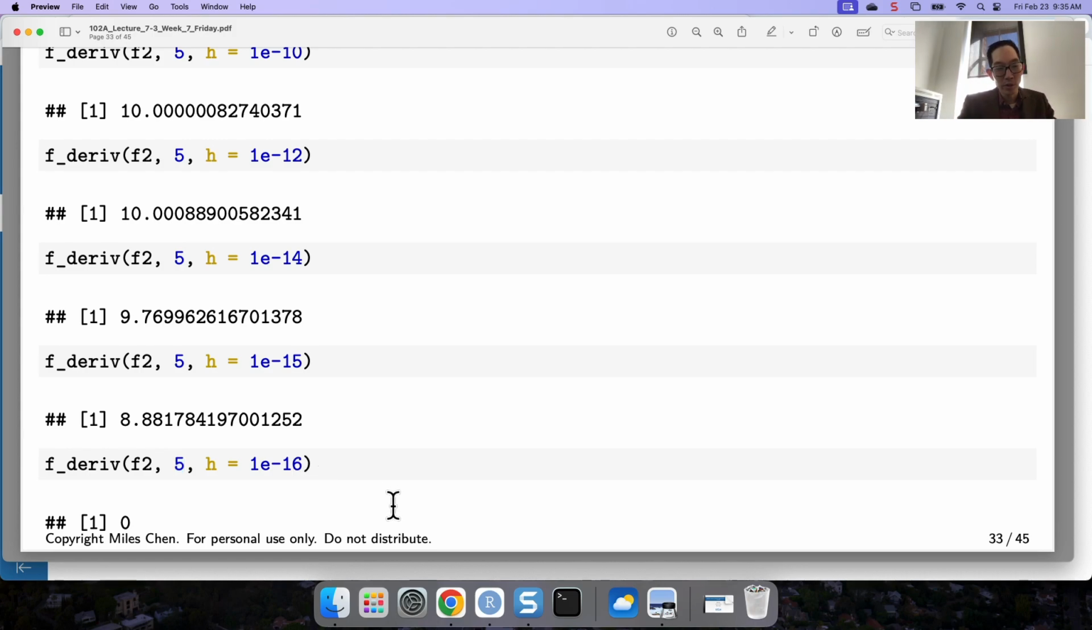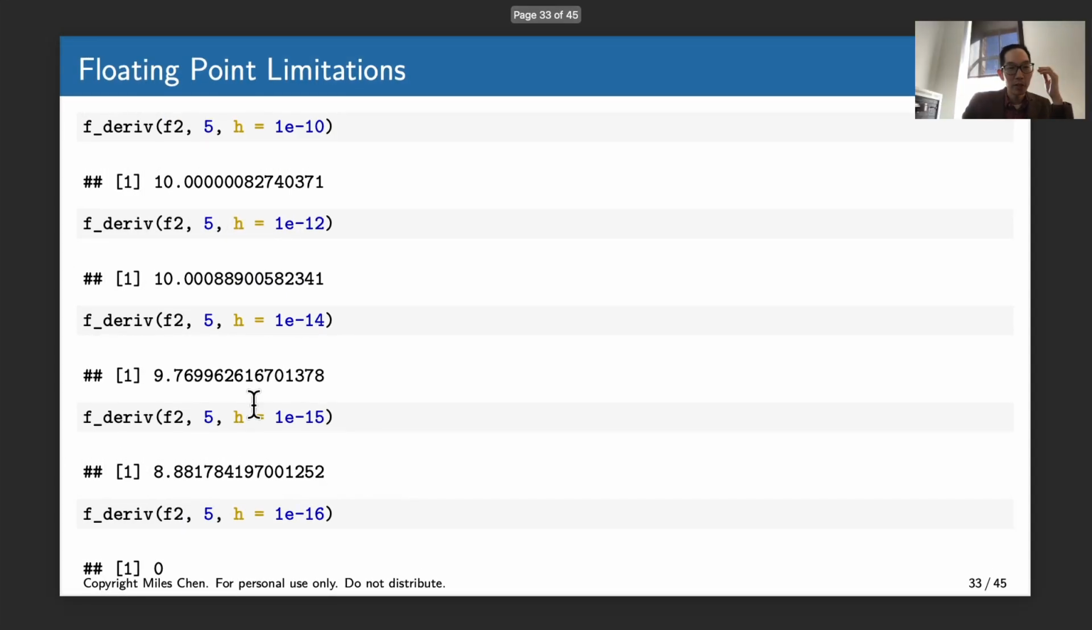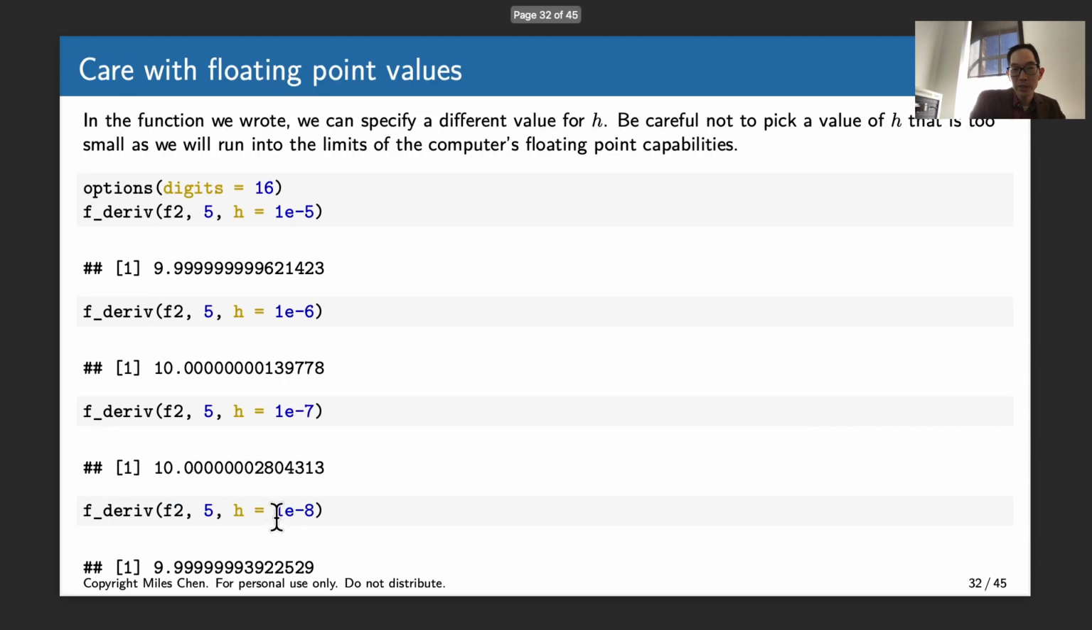So you have to keep these things in mind. As you move up the number line, your h might have to get bigger, right? If you go high enough up on the number line, you might not be able to add 10 to the minus 6 anymore. You might have to start adding 10 to the minus 4 and 10 to the minus whatever, as your numbers get bigger and bigger and bigger. So 10 to the minus 6 works well around 5, okay?